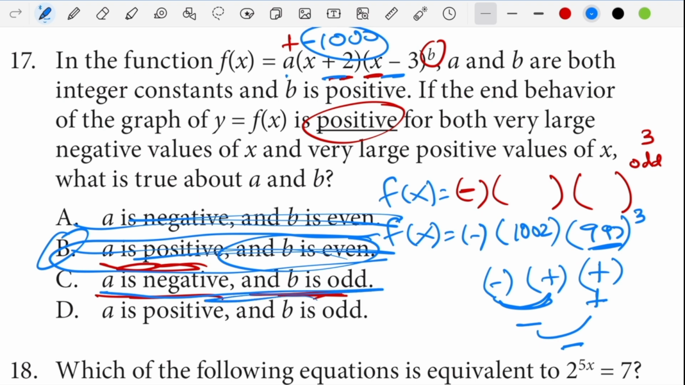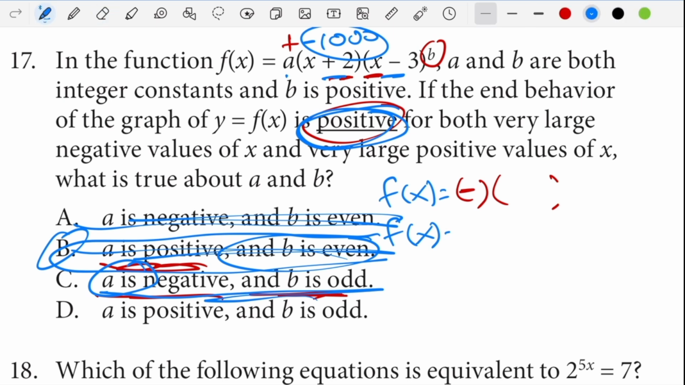As you can notice, when the A is negative, my answer is going to be negative, and my requirement is that it has to be positive. So it doesn't work out. Let's try the last choice. A is positive. I have a parenthesis, that's my first parenthesis, and this is my second parenthesis. And I said that B is going to be odd. Let's pretend that it is a 3.